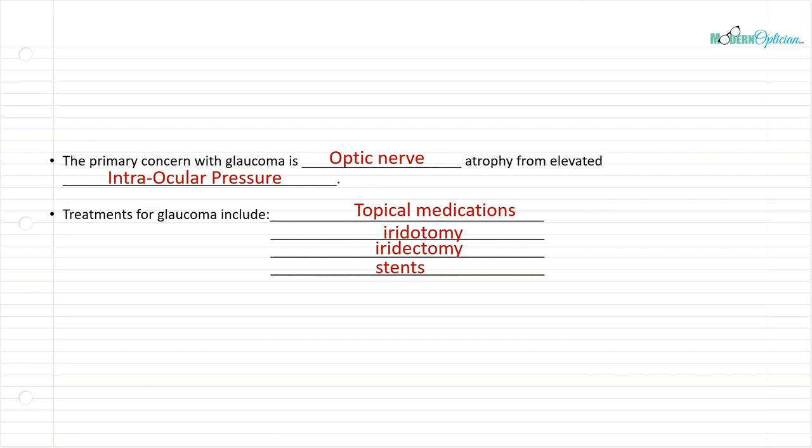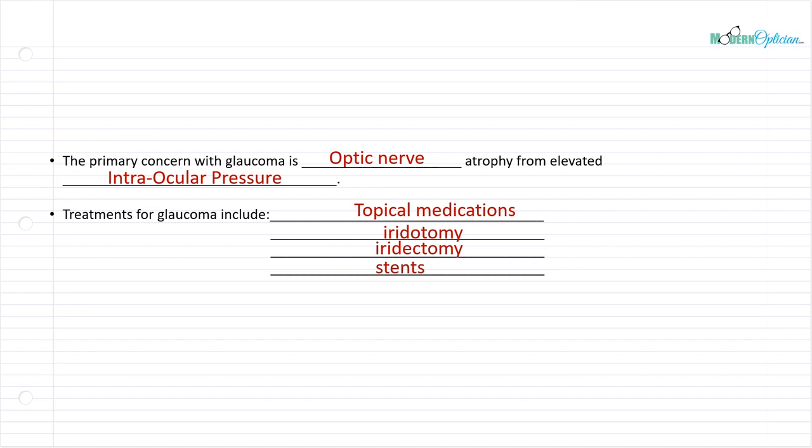And then in extreme cases, a stent can actually be inserted. Basically they put a little tube that goes through the conjunctiva into the eye, into the anterior chamber, and actually drains fluid out onto the surface of the eye, and those little droplets will join the tears and get drained out through the whole lacrimal apparatus and whatnot. So these are common treatments for glaucoma.